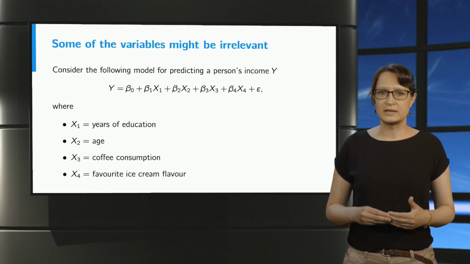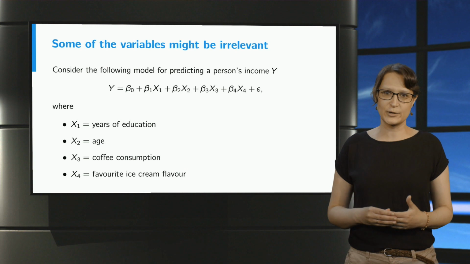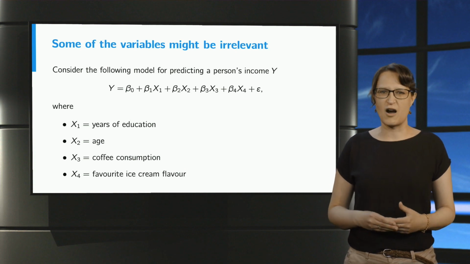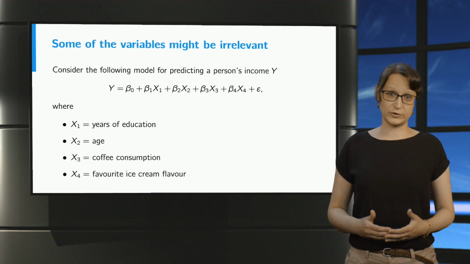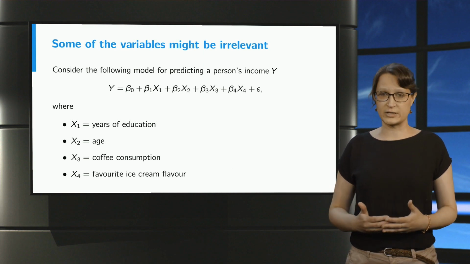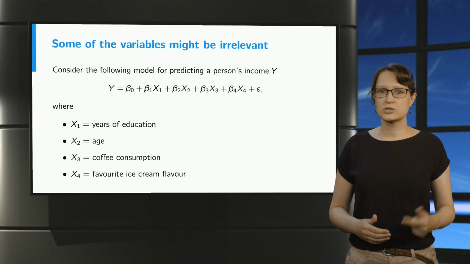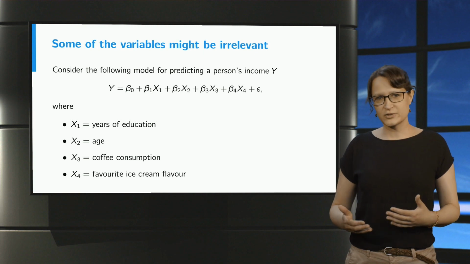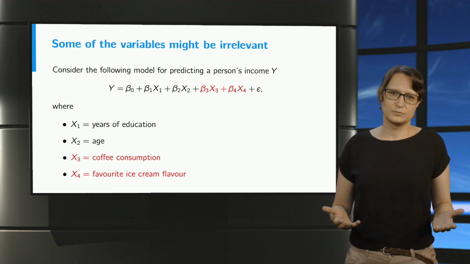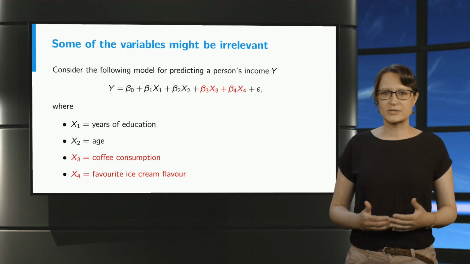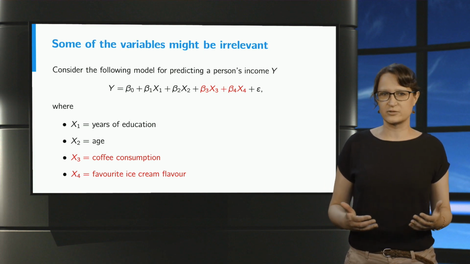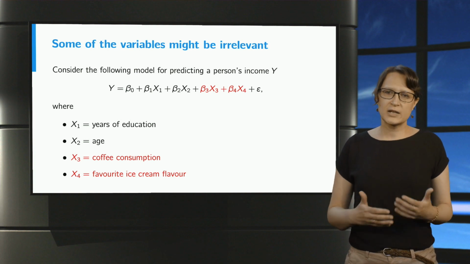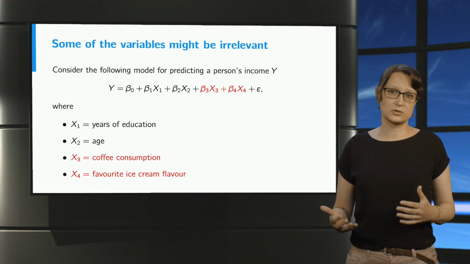Another problem we might encounter is that we are using a very complex model, but many of the predictors aren't actually relevant for predicting the response. Consider the model for predicting income of a person. Here we have 4 predictors: years of education, age, coffee consumption, and favorite ice cream flavor. Well, here the coffee consumption and the favorite ice cream flavor are probably quite irrelevant. But of course, in general, we don't know which predictors are relevant and which are not. So we would like to have a method that automatically picks those.